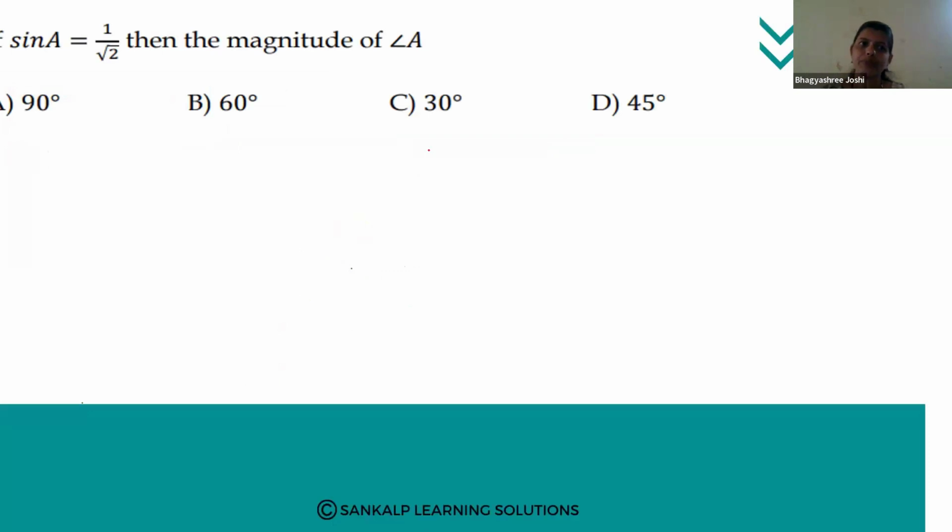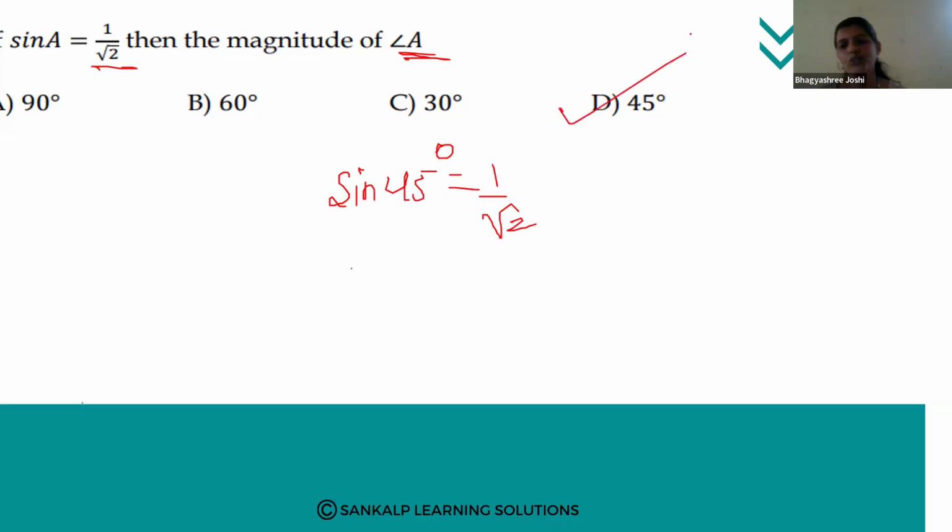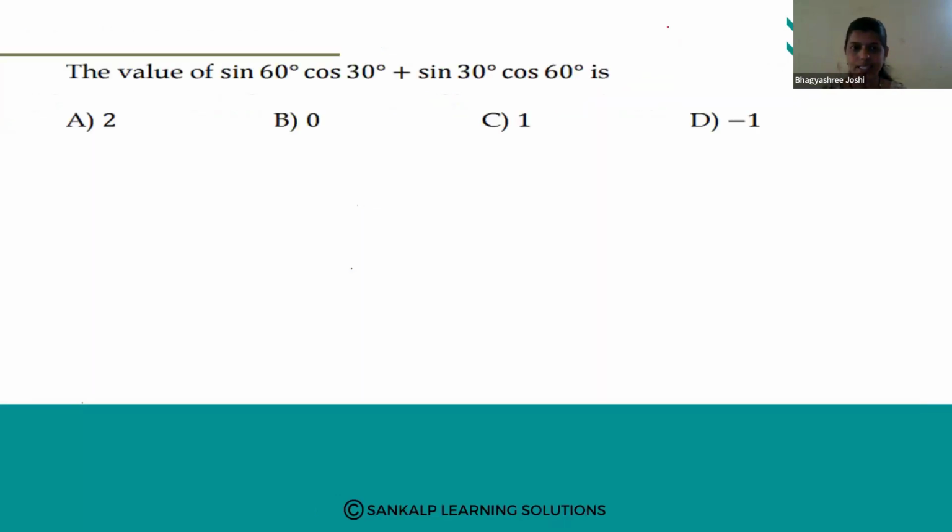Okay. Next. Sin A is equal to 1 divided by root 2. Yes, my dear children, observe carefully. Then the magnitude of A is a standard angle. In which angle are we getting the value 1 divided by root 2? That is sine 45 degree, which is 1 divided by root 2. Therefore, 45 degree is the right answer.